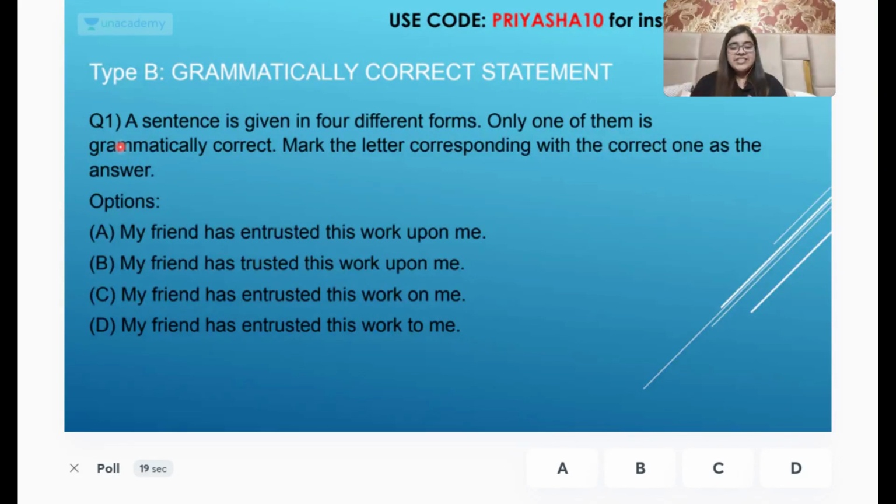Interested with, interested upon, interested on, interested to. Interested means what? In English, responsible. In Hindi, what do we call it? Entrusted this work to me. Entrusted this work to me. All right. Okay. Fine then. Time to see the leaderboard.